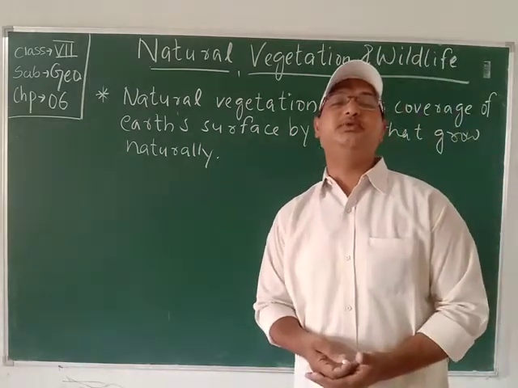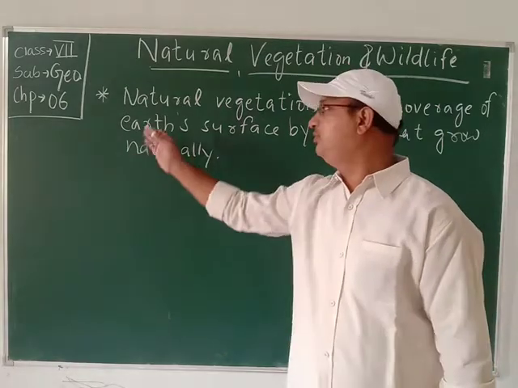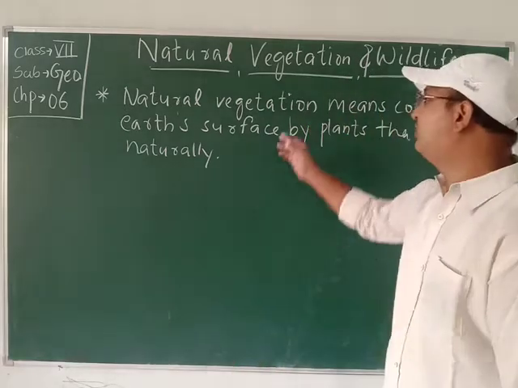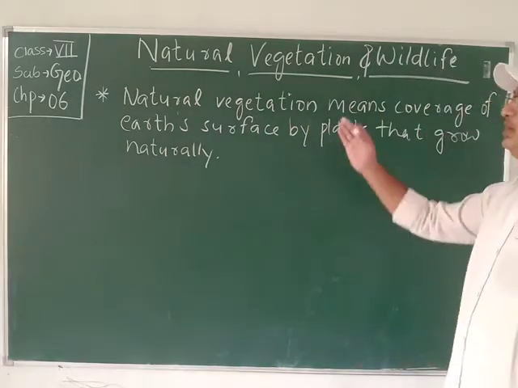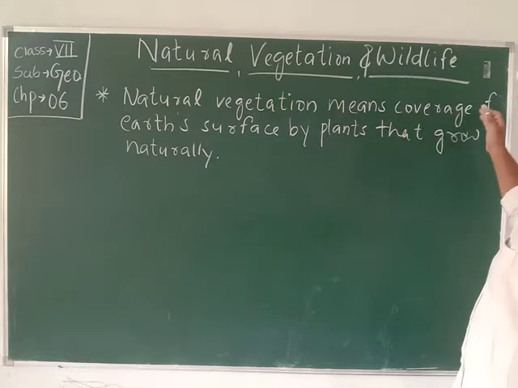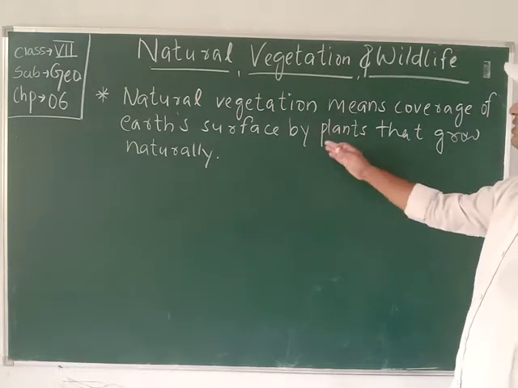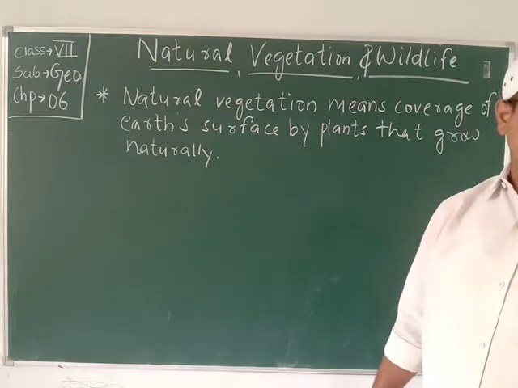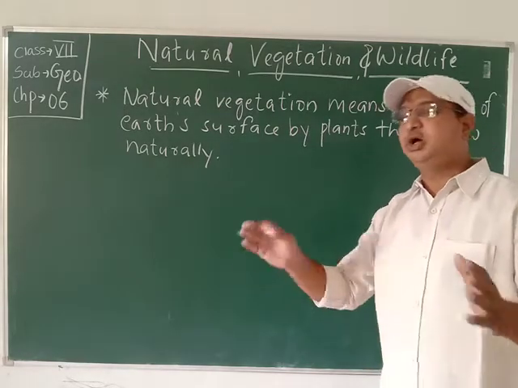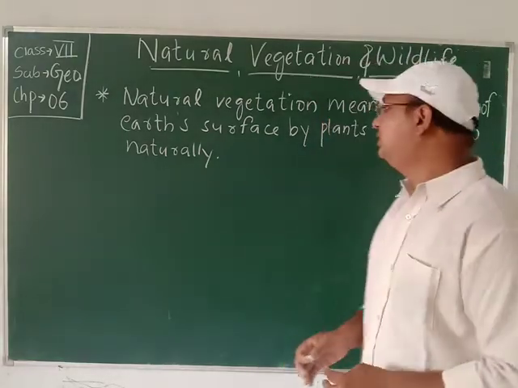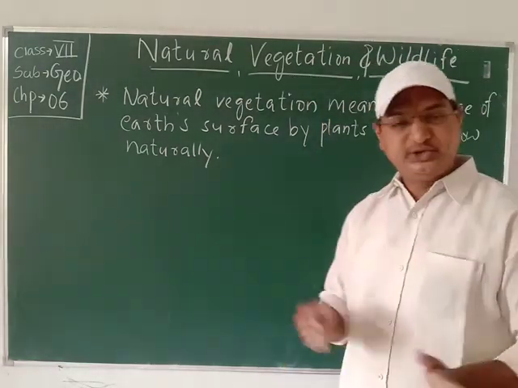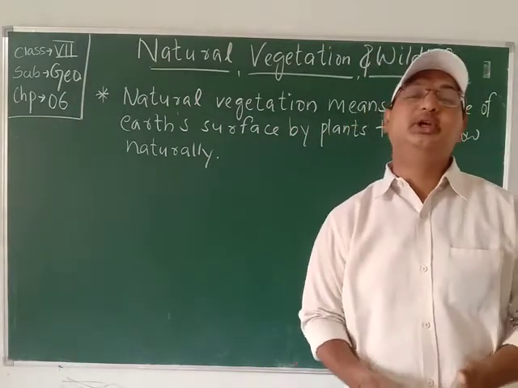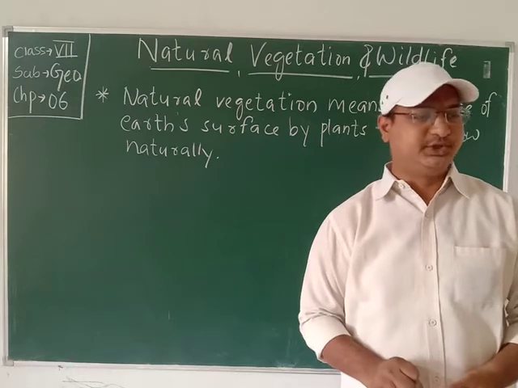What is the meaning of natural vegetation? We know the meaning of natural: natural means prakritik. But what about vegetation? Natural vegetation means the coverage of the earth's surface by plants that grow naturally. It means, students, the plants that cover the earth naturally. We know, students, the forests and the plants grow naturally. So that is called natural vegetation.